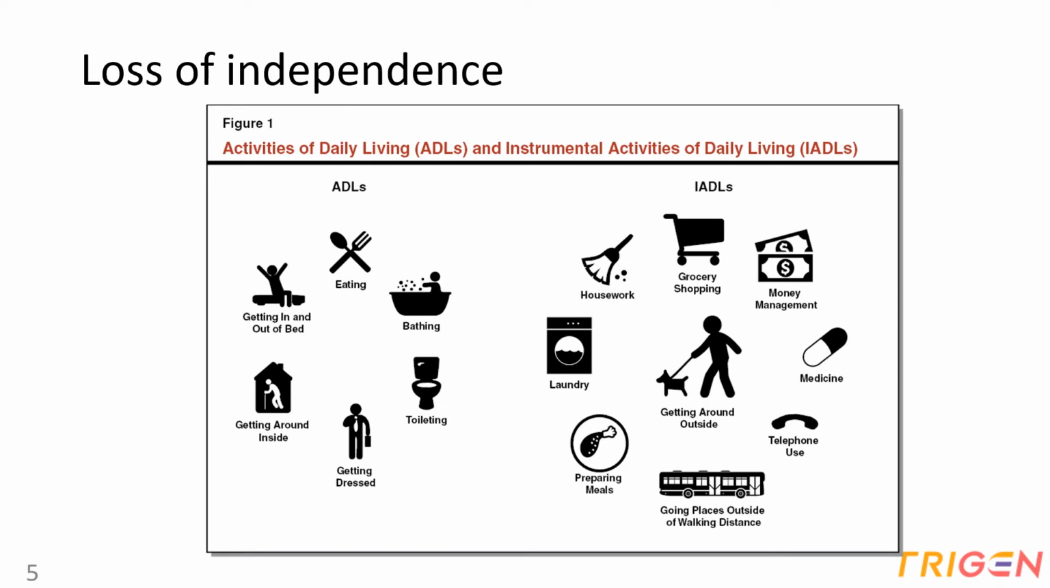The basic activities of daily living include getting out of bed, getting around the house, getting dressed, toileting, bathing, and eating. While instrumental activities of daily living include doing housework, laundry, preparing meals, getting out of the house, going places outside of walking distance requiring public transport, telephone use, taking of medications, money management, as well as grocery shopping.